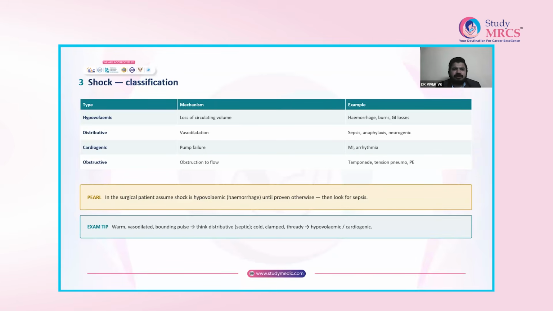In distributive shock, the peripheries will be warm and the pulse will be bounding. So what about the hypovolemic or cardiogenic shock? The extremities will be cold and the pulse will be thready in a case of hypovolemic or cardiogenic shock.